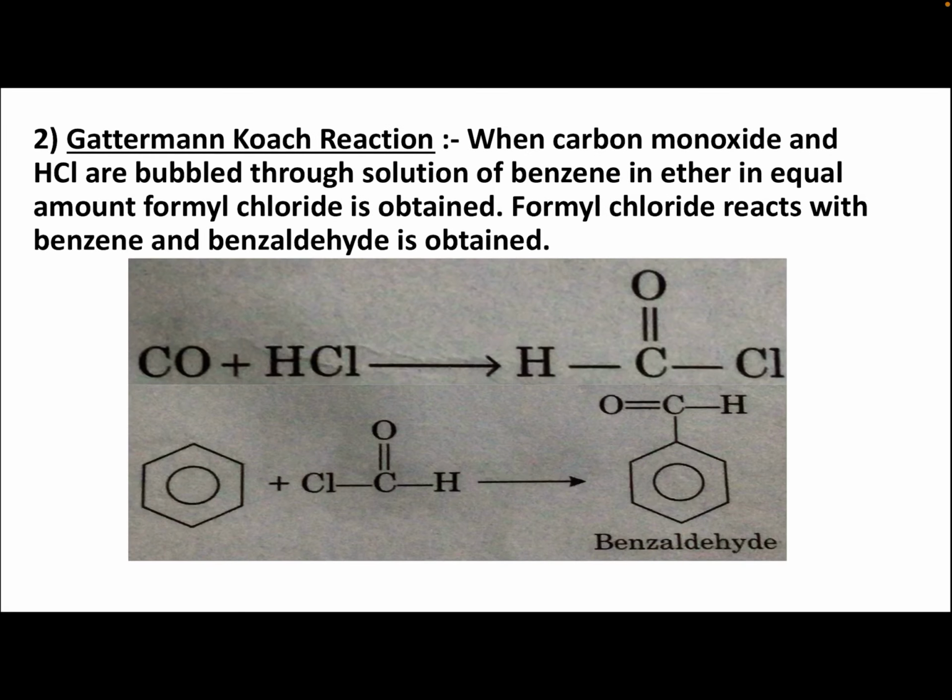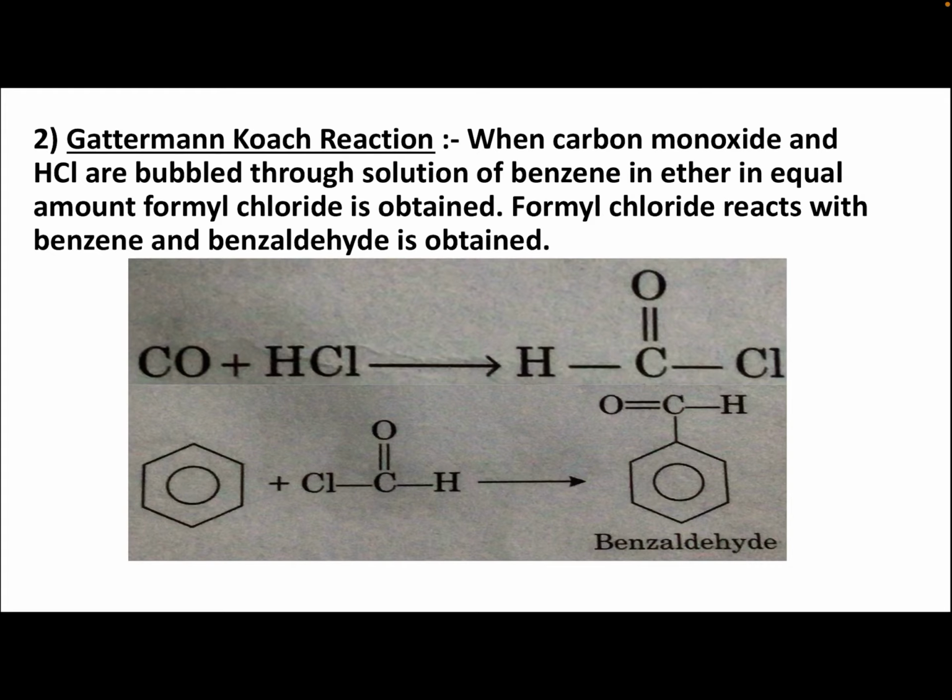Gutterman-Koch reaction. When carbon monoxide and HCl are bubbled through a solution of benzene in ether in equal amount, formyl chloride is obtained. Formyl chloride reacts with benzene and benzaldehyde is obtained. So in Gutterman-Koch reaction, carbon monoxide CO plus HCl gives HC double bond O Cl. This is known as formyl chloride. HCOCl is formyl chloride which reacts with benzene. In the presence of benzene, it reacts to give benzaldehyde.